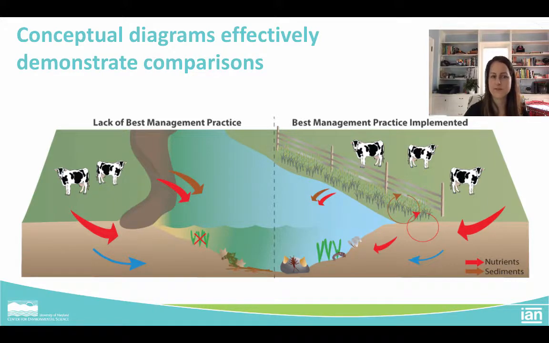They can also effectively demonstrate comparisons between two systems. This is an example of installing a best management practice of stream bank fencing. So on the left, we have cows that have access to the stream. On the right, we've installed stream bank fencing. And you can just see the difference in nutrient and sediment loads with each of those practices.